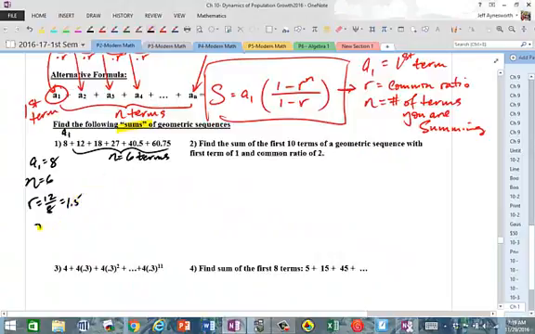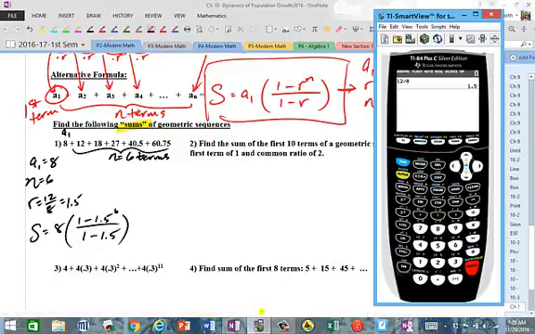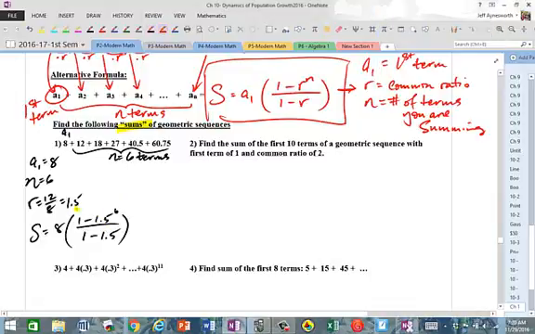So my sum for this one should be equal to the first term, 8, times the quantity 1 minus 1.5 to the 6th power, divided by 1 minus 1.5. So the question is, what is that? Let's do that. Now you have to be careful how you do this, because the quantities inside this fraction should be surrounded by parentheses. You have the quantity 1 minus 1.5 to the 6th power, divided by the quantity 1 minus 1.5, and then you take that result and multiply by 8.